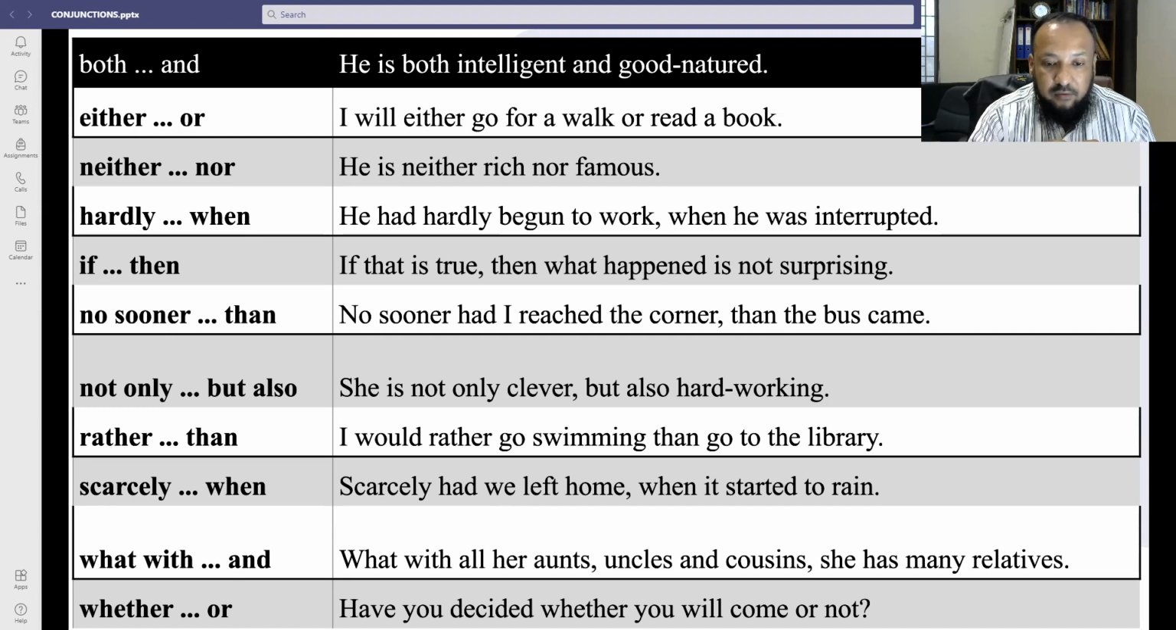With all her aunts, uncles and cousins, she has many relatives. Whether or, have you decided whether you will come or not? Whether or भी correlative conjunctions होते हैं. Whether you will come here or not, whether you will learn or sleep, whether you will watch or play. So हम whether or को इस्तेमाल करते हैं जब parallel options होते हैं, choice is given over there.